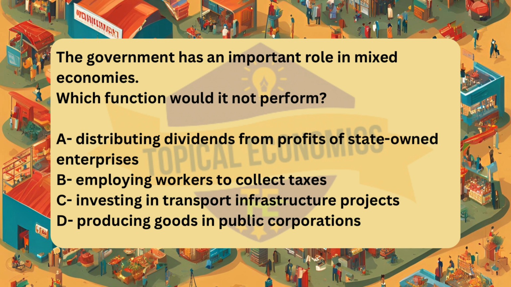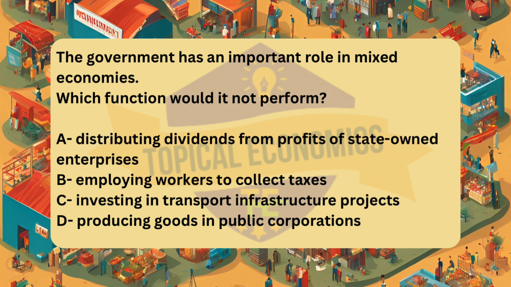The correct answer for this question is option A, distributing dividends from profits of state-owned enterprises. In a mixed economy, the government has an important role in regulating markets, providing public goods and services, and addressing market failures. However, one function that the government would not typically perform is distributing dividends from profits of state-owned enterprises.